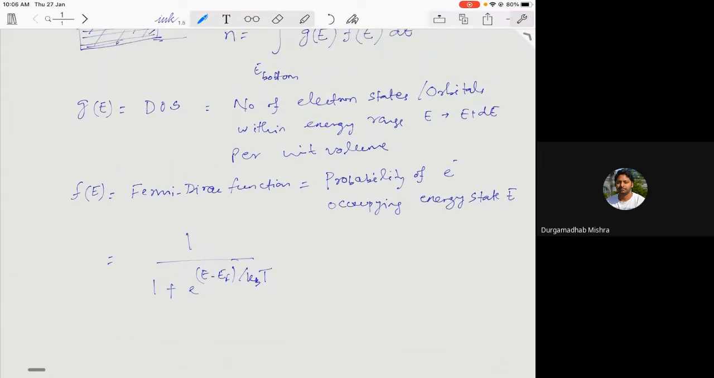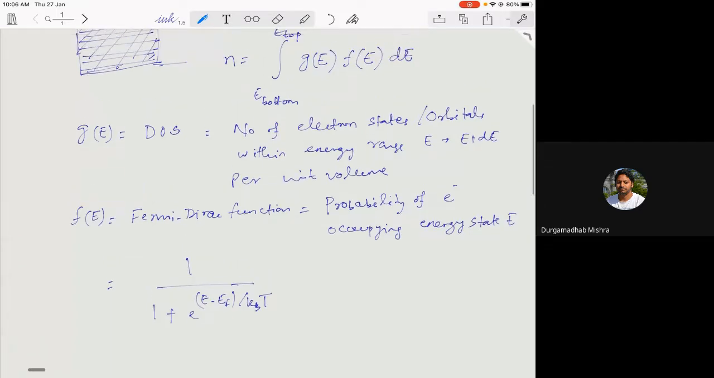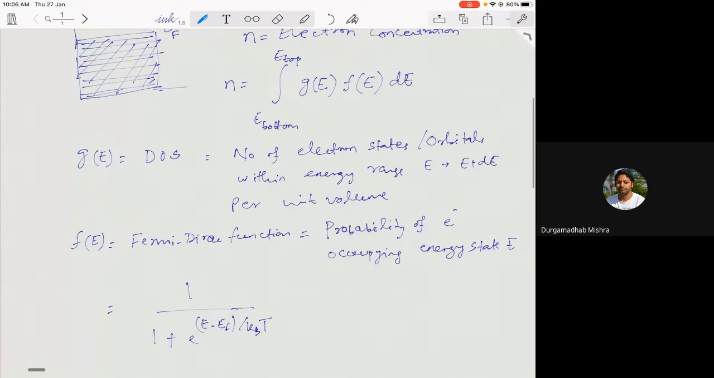This Bose-Einstein distribution was first mathematically formulated by our Indian scientist Bose. He sent his mathematical formulation to Einstein. Einstein made a little modification to it, and then that became the famous Bose-Einstein distribution. So this is how we can calculate the electron concentration.